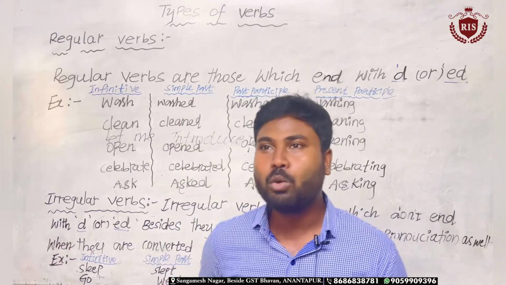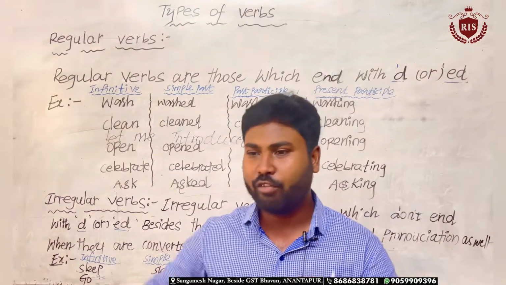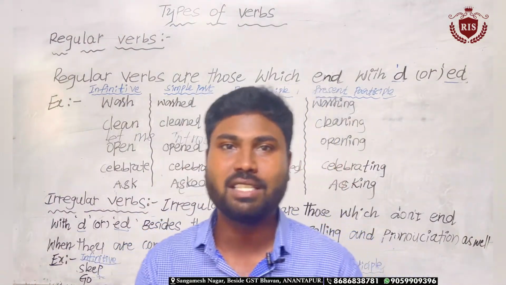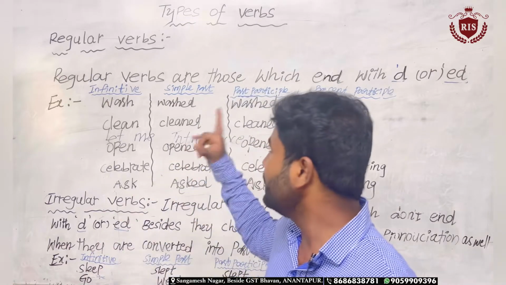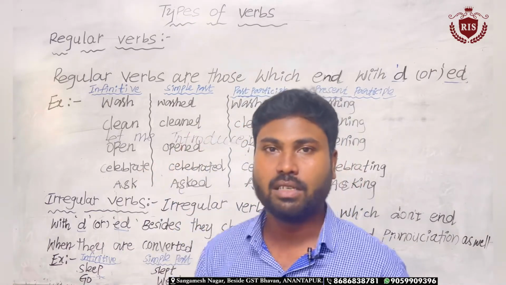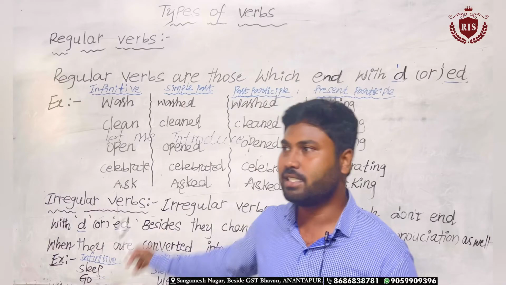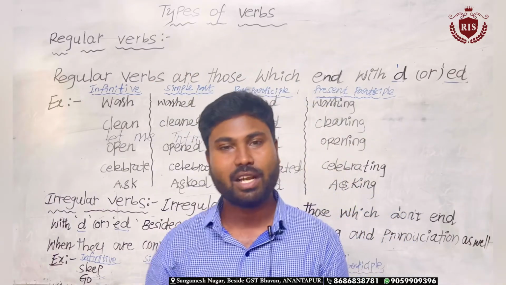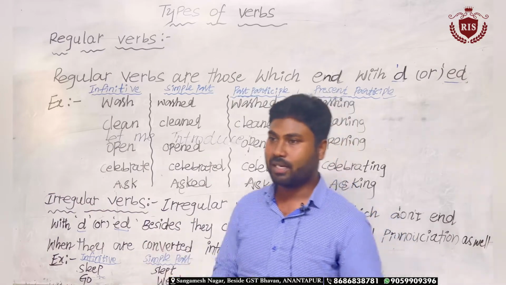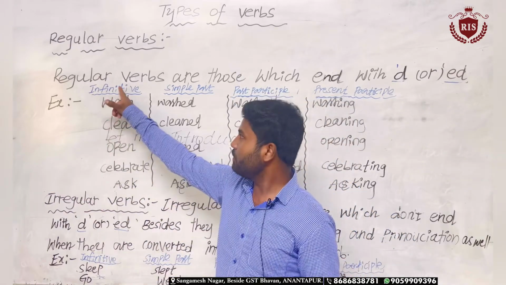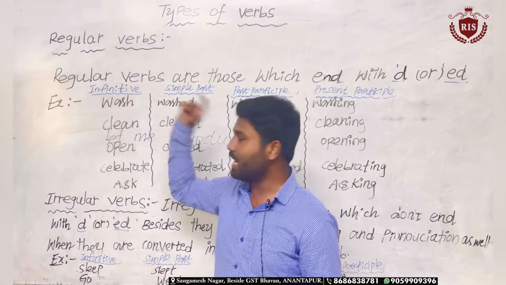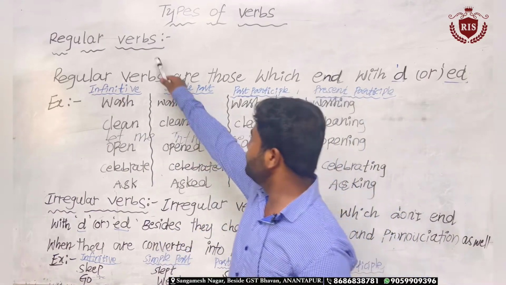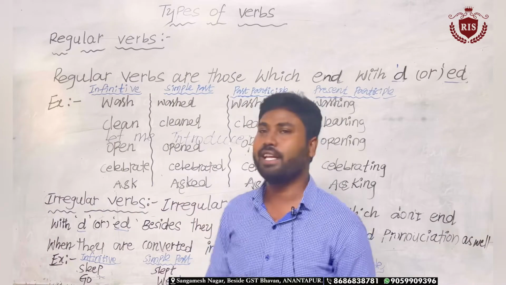Now we are going to move to the simple past. Before we get into the simple past, what we have to learn is we have to understand types of verbs. So what are the types of verbs? There are many types of verbs, but let us first know about these two types. What are they? One is regular verb and the second one is irregular verb.